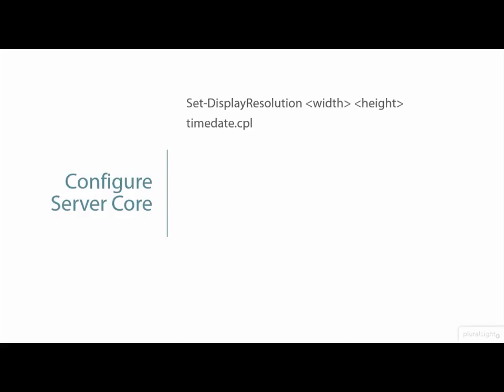TimeDate.cpl is one of the very few graphically oriented consoles that still exist in the Windows Server operating system. The TimeDate.cpl will bring up essentially the clock and allow you to adjust the clock settings and allow you to adjust the time zone settings as well.